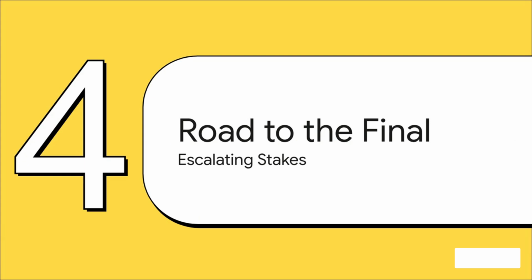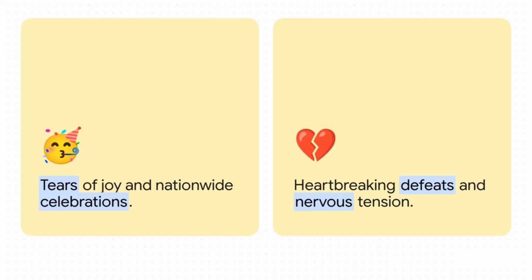Section 4. The road to the final. The text doesn't just want a single match, it wants the weight of an entire tournament, escalating the narrative stakes as multiple nations battle it out. To pull this off, the blueprint demands stark emotional juxtapositions. It pairs tears of joy and nationwide celebrations right up against heartbreaking defeats and nervous tension. The architect behind this understands a fundamental rule. You just can't fully appreciate the ecstatic highs of a victory without feeling the devastating lows of a sudden knockout. True immersive storytelling requires both.